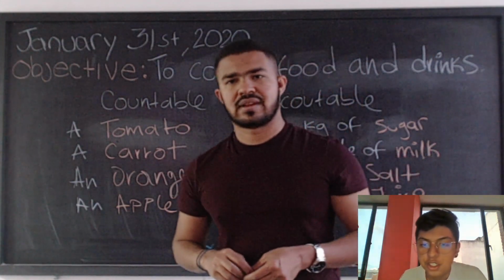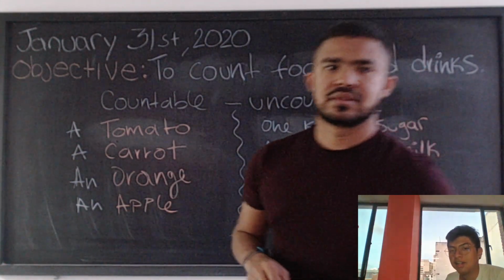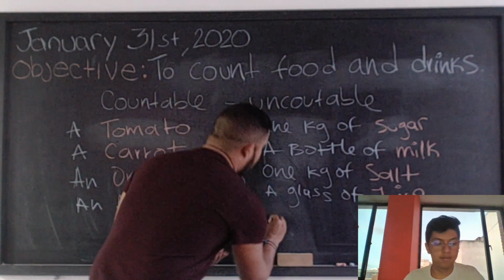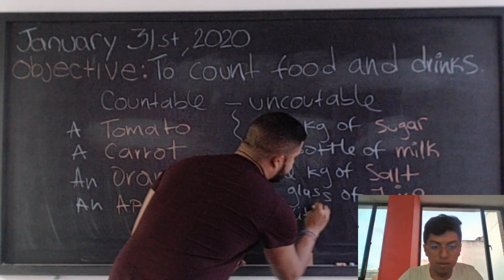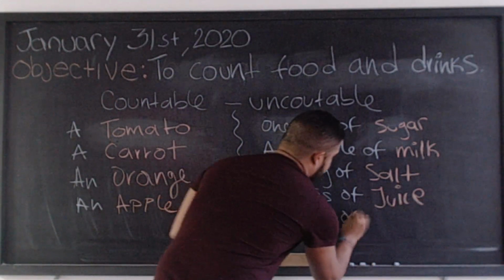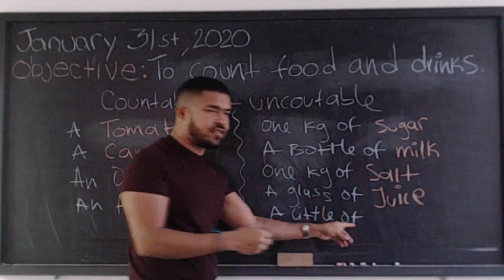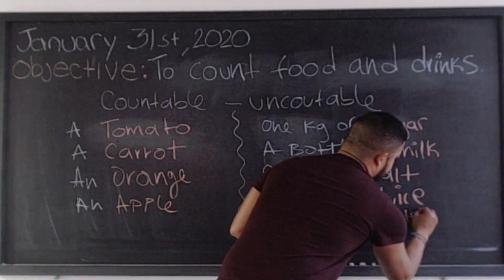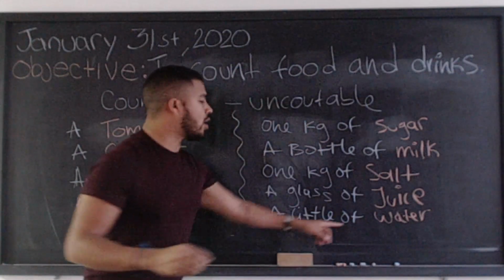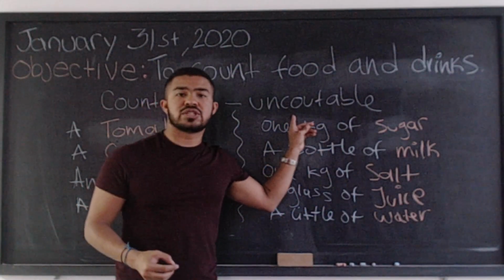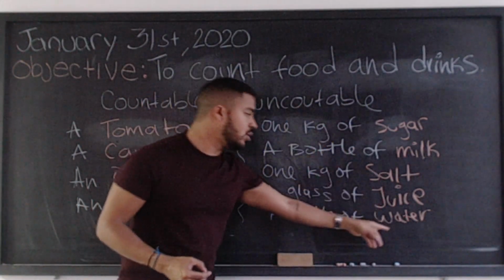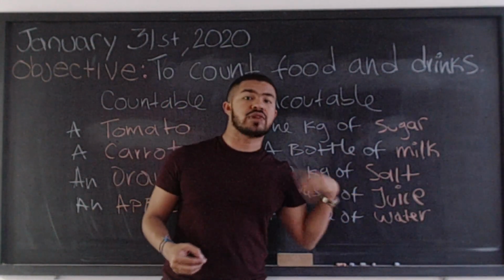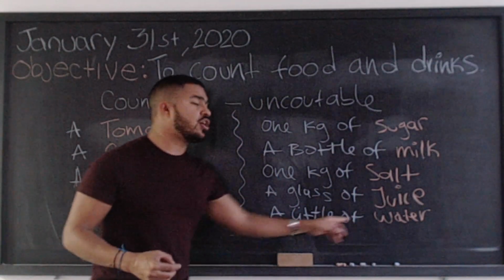Yes. John, uncountable. A liter of water. Very good. A liter of, that's another expression we can use for uncountable nouns. Water is an uncountable noun. So an expression we can use to count the water is a liter of.